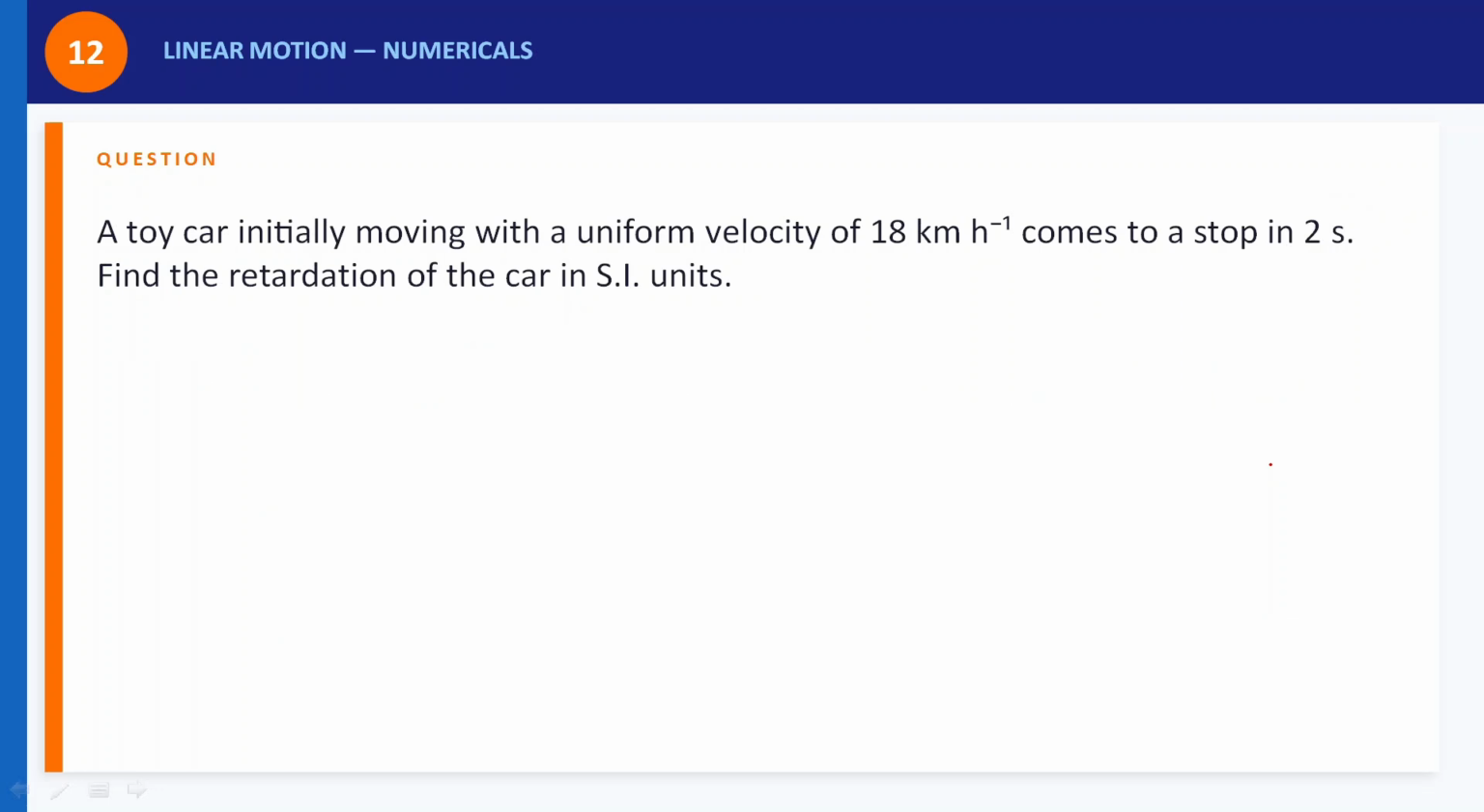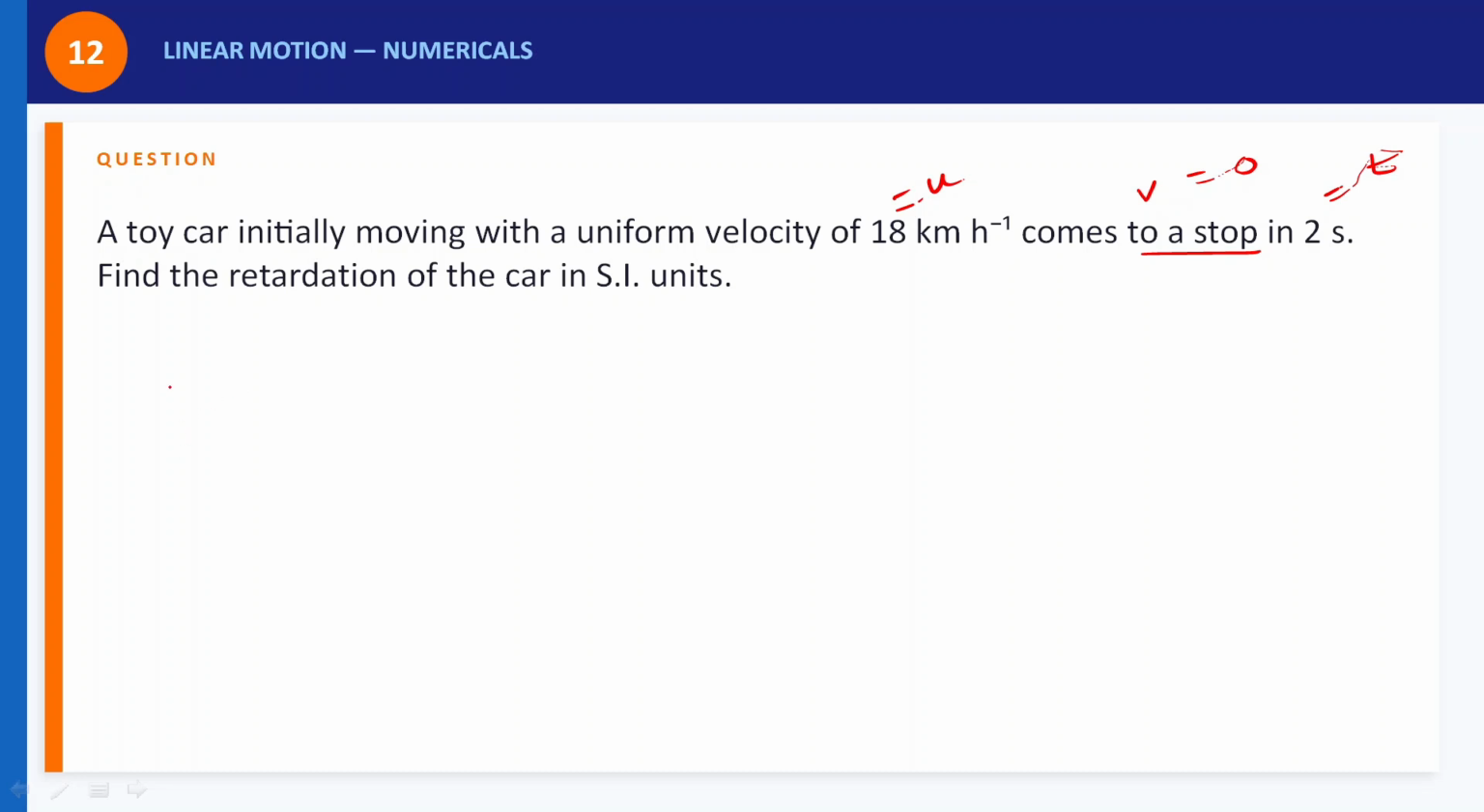A toy car, initially moving with a uniform velocity of 18 km per hour, comes to a stop in 2 seconds. Find the retardation of the car in SI units. This is the initial velocity of the car, u. It comes to rest and stops, so the final velocity is 0, and the time is 2 seconds.